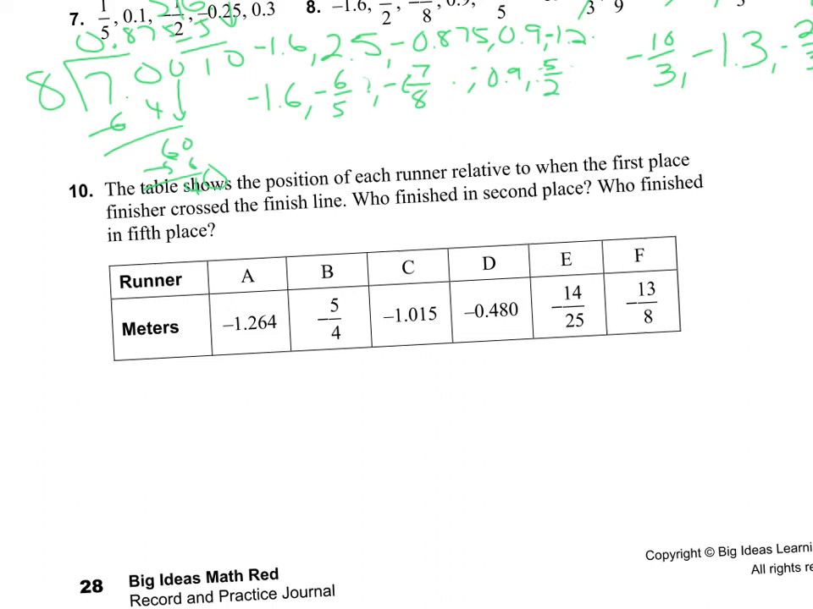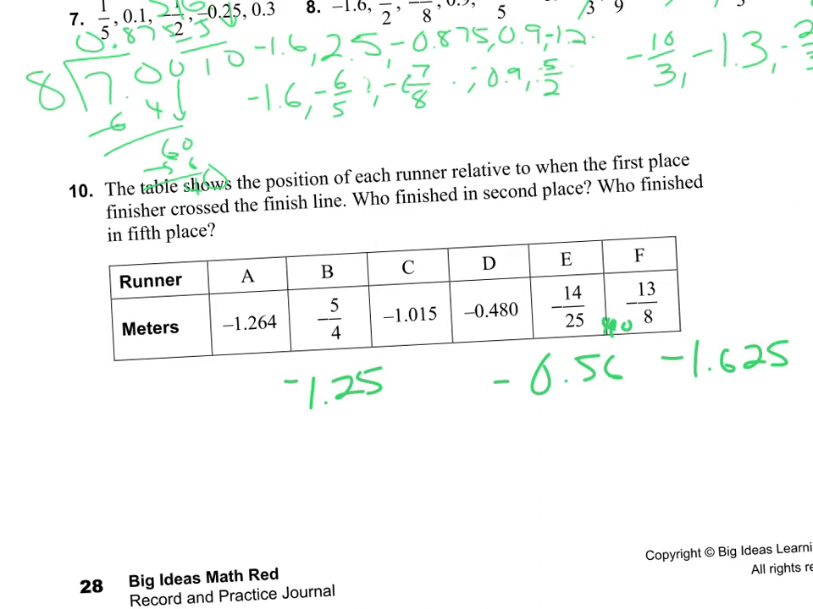So 5 divided by 4, if you do that, you would get negative 1.25. Negative 14 divided by 25: 25 goes into 100 4 times, so 14 times 4 would get you 56, then you move the decimal over twice, and it becomes negative 0.56. And then 13 divided by 8 gives you negative 1.625. So this is each runner relative to when the first place finisher crossed the line.